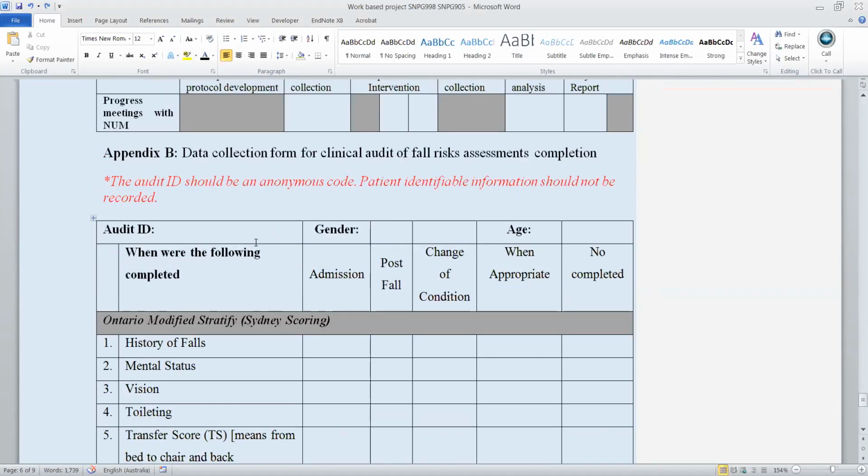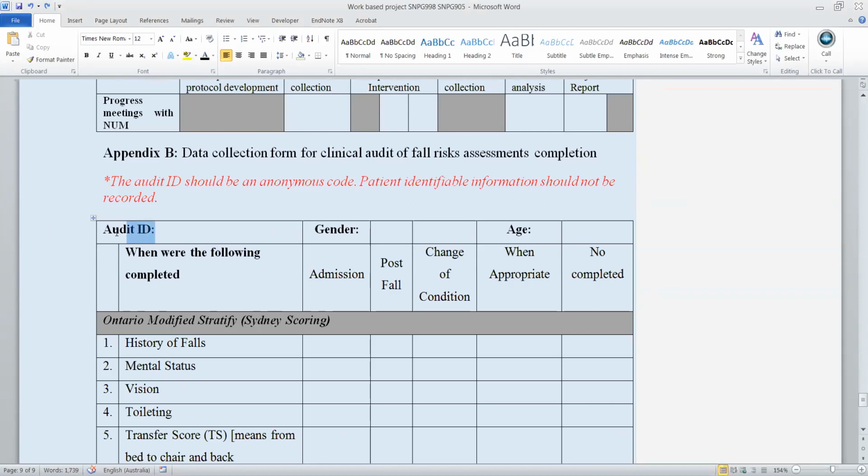So this is the data collection tool. It needs to be included in the protocol and the research proposal. As you can see here, in the audit you can collect things like gender and age, that's okay. What you cannot collect is the patient's medical record number. You cannot collect their name. You cannot collect addresses or any other identifying details.